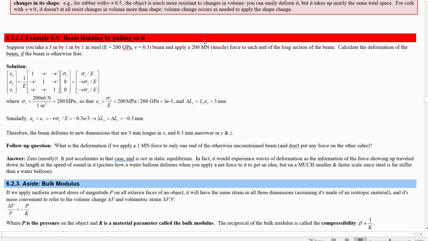Okay, so how many cars are we talking about here? You take this steel beam and you put not one car hanging from it, but to get to 200 meganewtons, 10 cars would give us 200 kilonewtons. So this is 10,000 cars. We have 10,000 cars hanging from this steel beam. And when you do that, the steel is going to extend by 3 millimeters. It's a 3 meter long beam. You hang 10,000 cars from it.